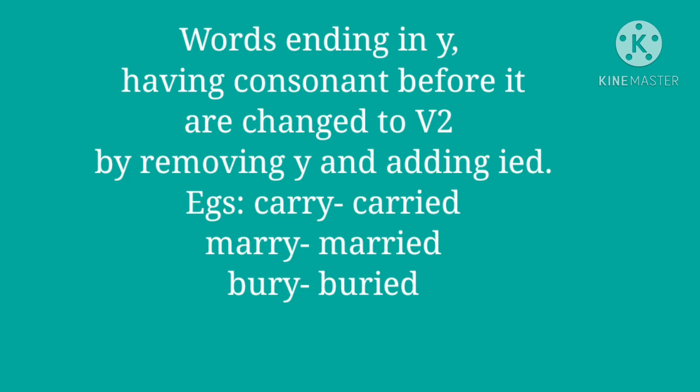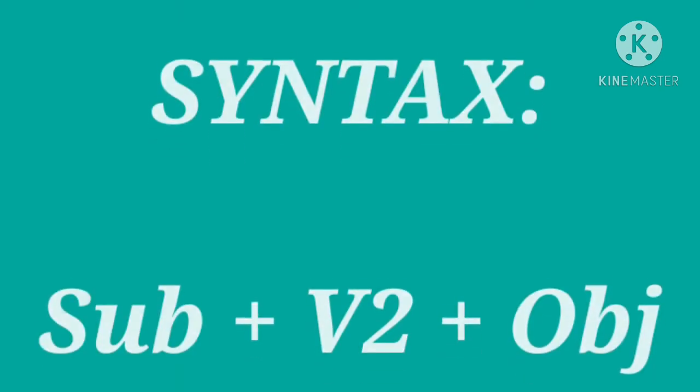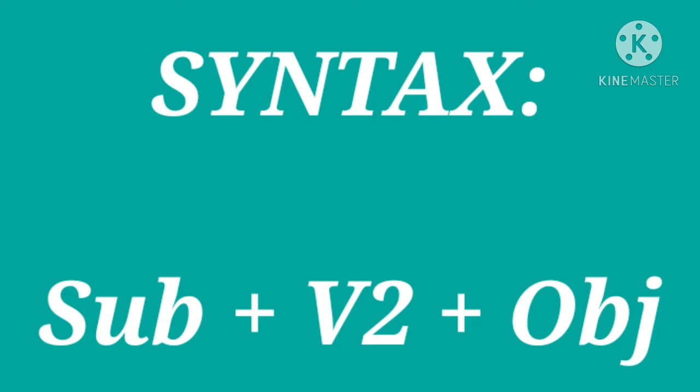Up to now, we have understood that in simple past tense, we have to use V2, the second form of the verb. Now, let us see the syntax of making a sentence in simple past tense. First of all, we write down the subject, then the second form, V2, and then the object. Let us see a few sentences of simple past tense.